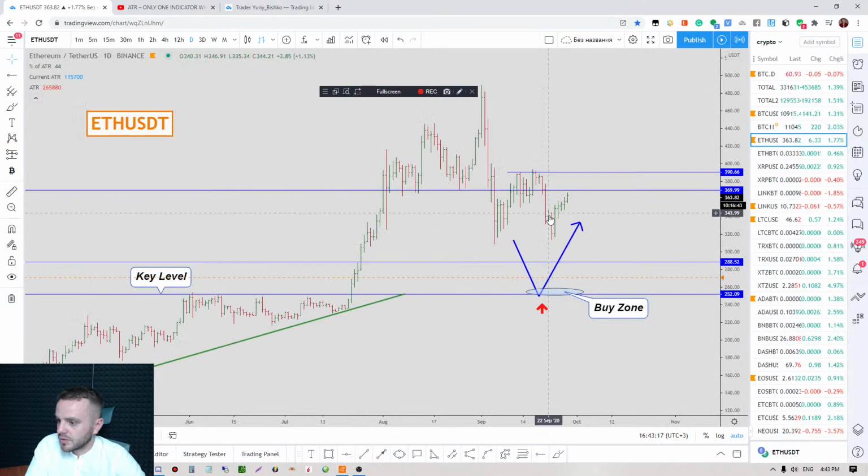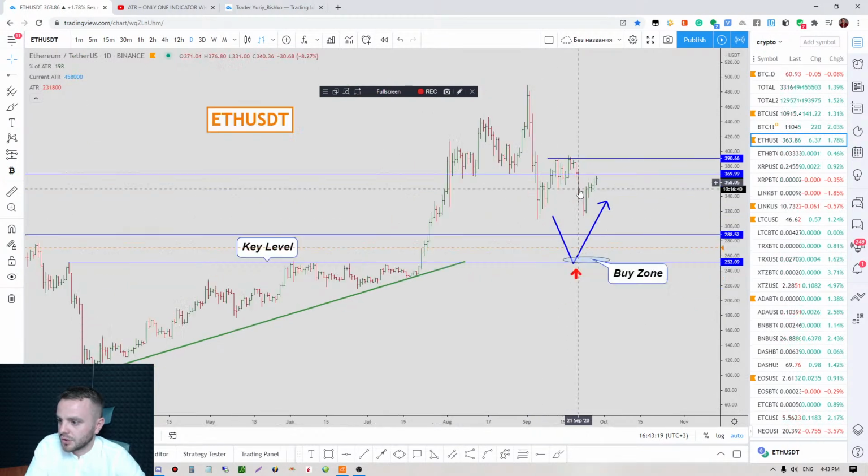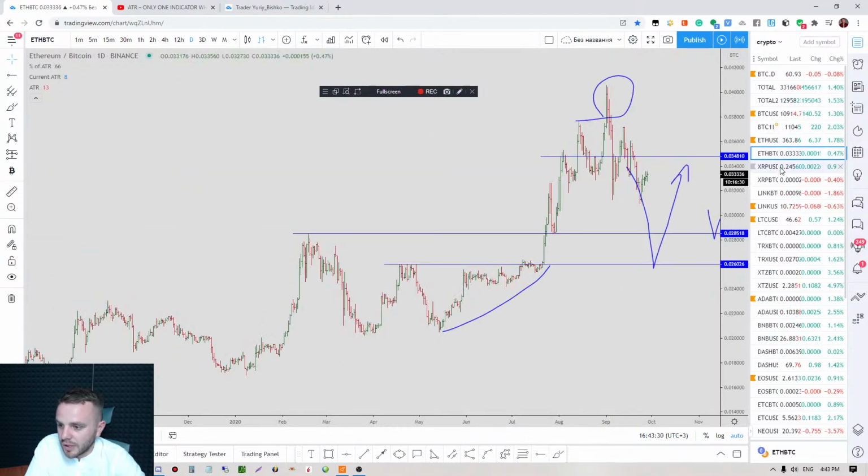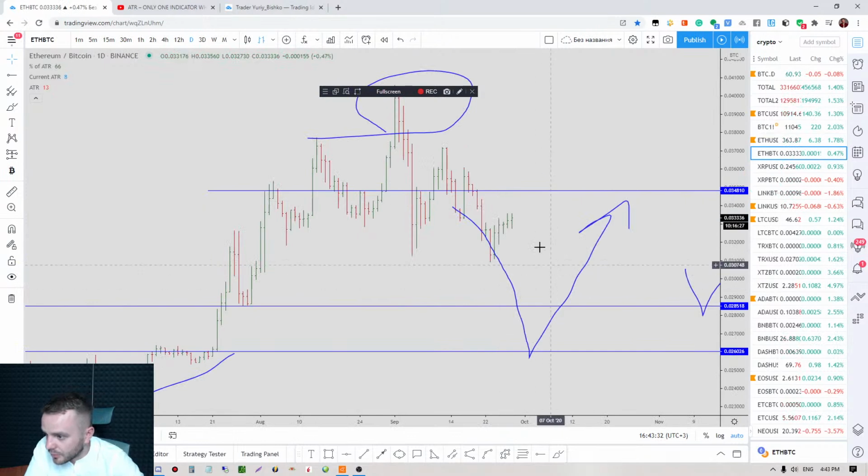Ethereum. As you can see, Ethereum follows Bitcoin, but at this moment there is no beautiful place for entry. I have an alert here, a pullback and false breakout of this level would be a good place for entry. About crypto, I will not stand for a big period of time. Previous low.